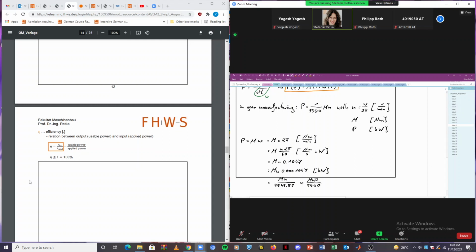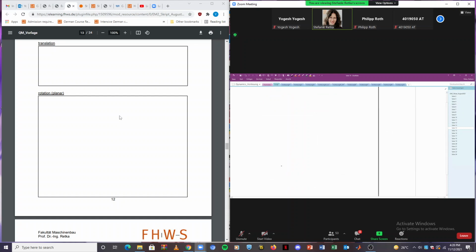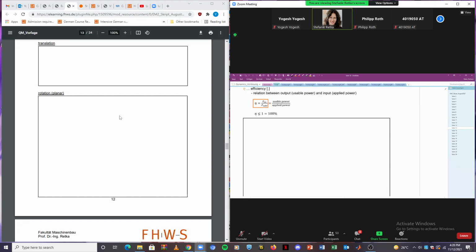Okay, that's how we obtain the power in case of translation or in case of rotation. This is kilowatt, yes. I haven't changed the dimension, so this is still kilowatt as stated here. Okay, once we know the power of the system, we can compute the efficiency of the system. And this is stated on the next page.